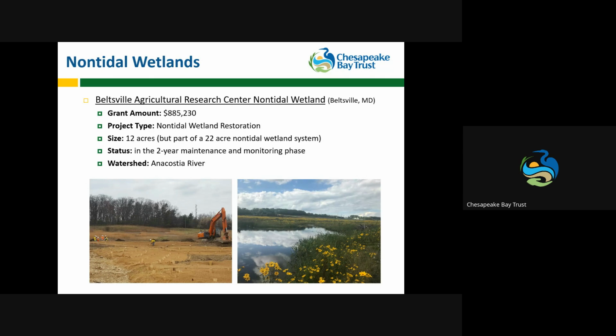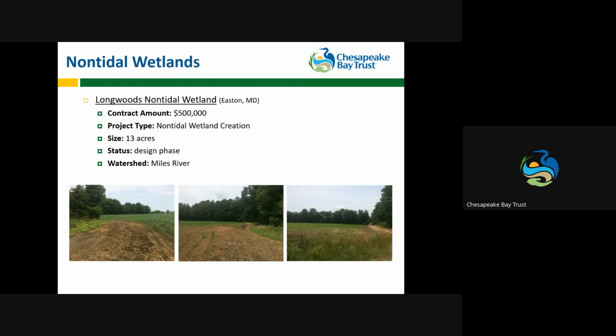So some examples of non-tidal wetlands projects that have been funded through these fees and administered by the Trust. We have the Beltsville Agricultural Research Center did a 12-acre restoration of non-tidal wetlands. And another example here, the Longwoods non-tidal wetland. This was the creation of a non-tidal wetland over 13 acres, and it was in the design phase. So we fund the design phase and the implementation phase, as well as monitoring and maintenance.